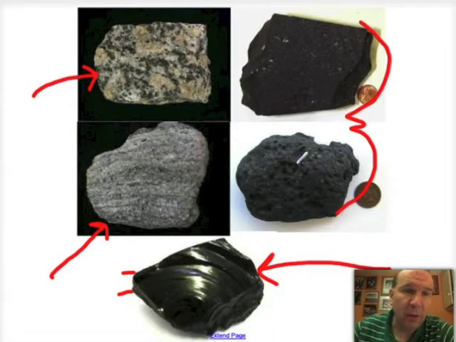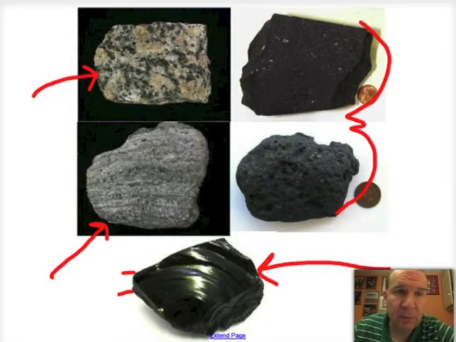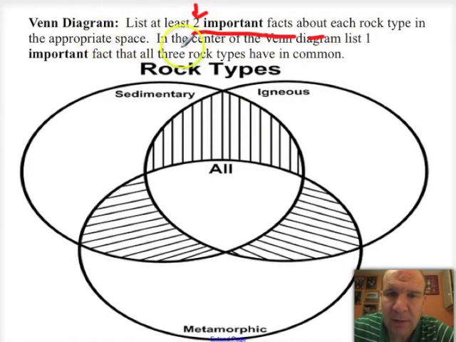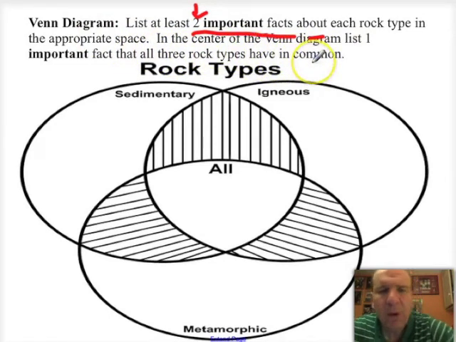Now, the next thing I want to talk about, let me flip to the next slide. You're going to have to do something like this, and we practice this in class. Here it says list at least 2 important facts. Don't forget to do this. 2 important facts about each rock type in the appropriate space. In the center of the Venn diagram, list 1 important fact that all 3 top rock types have in common. So we practice this in class.